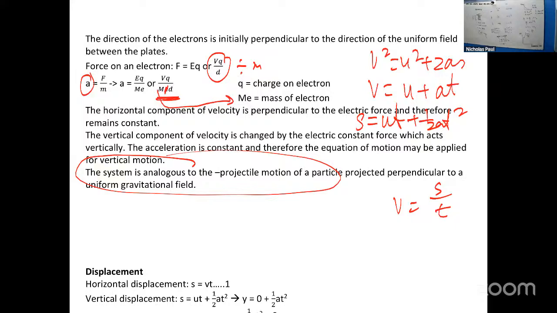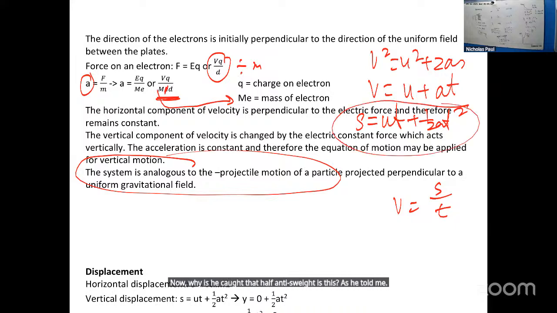Now, y is equal to half at squared, that is the equation. So the same thing from there. You know where to use that.